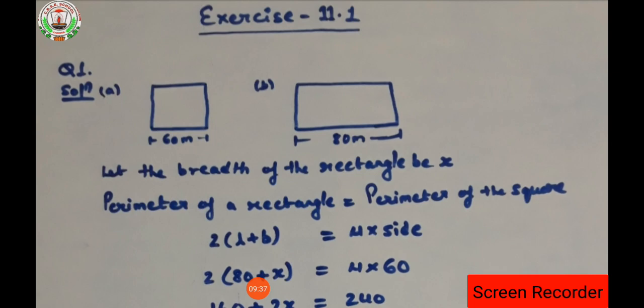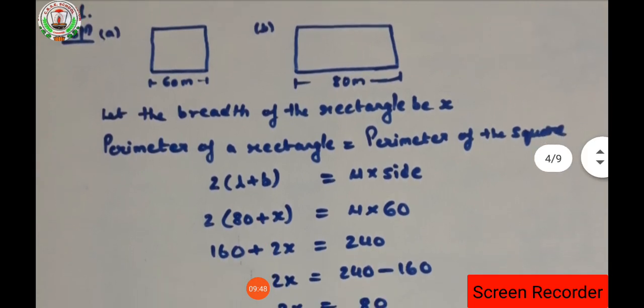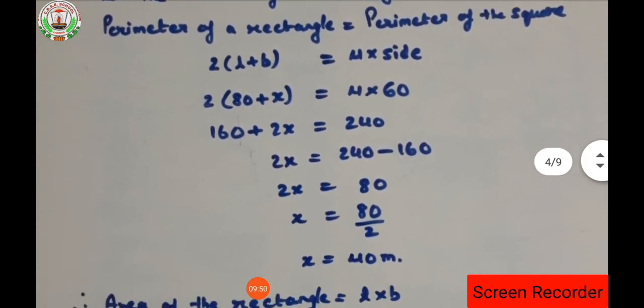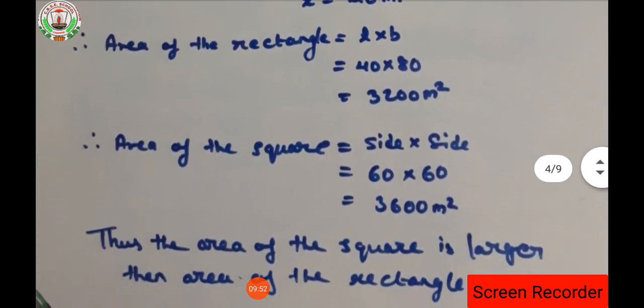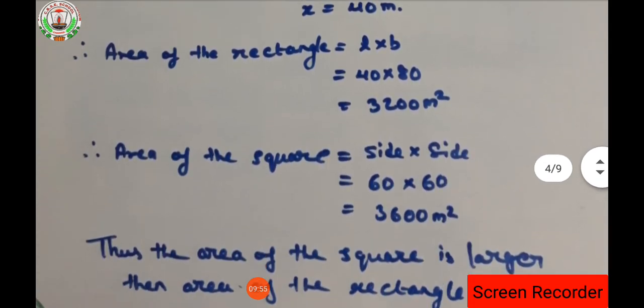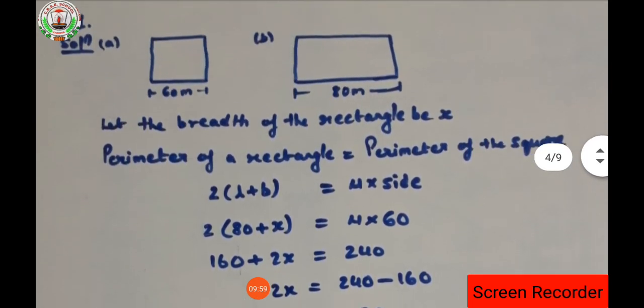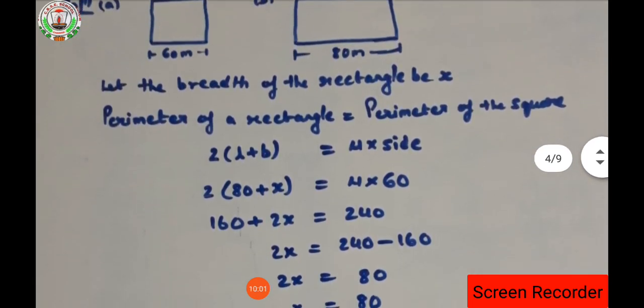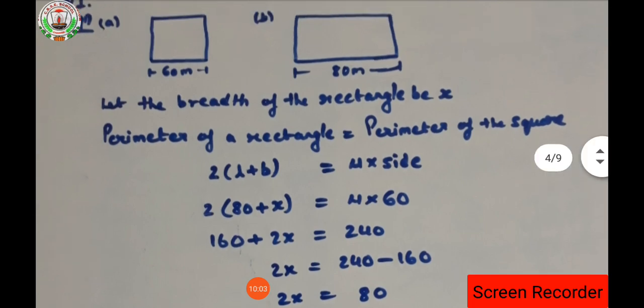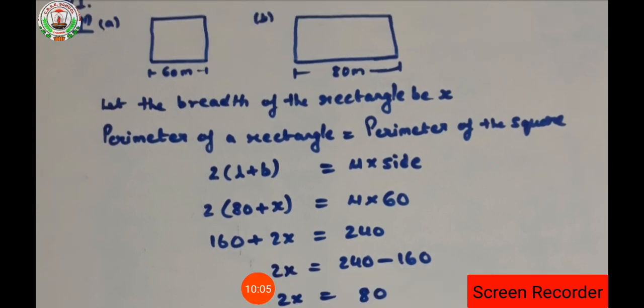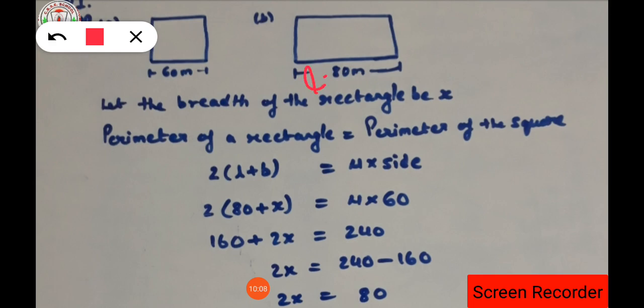So in 11.1, the first question, as I told you, A and B, one is a square and another one is a rectangle, isn't it? Now here it is asked whose area will be larger, whether the rectangle's area will be larger or the square's area will be larger. So first, the length is given here, isn't it?